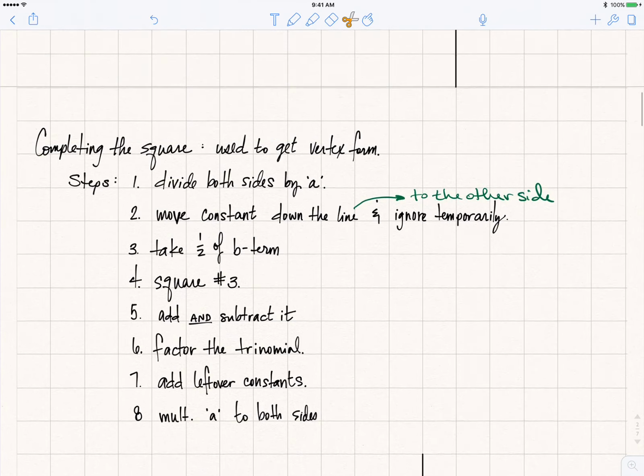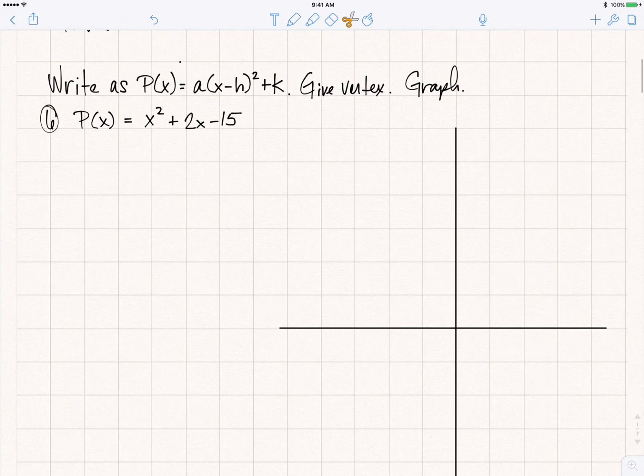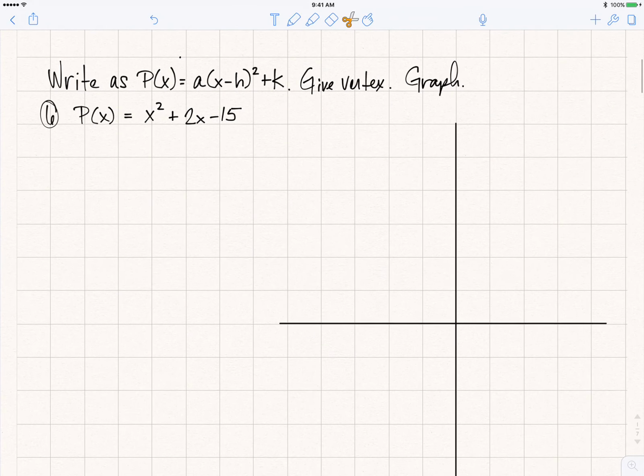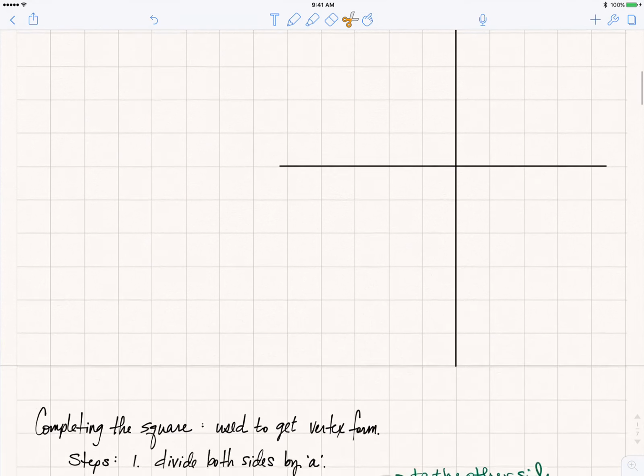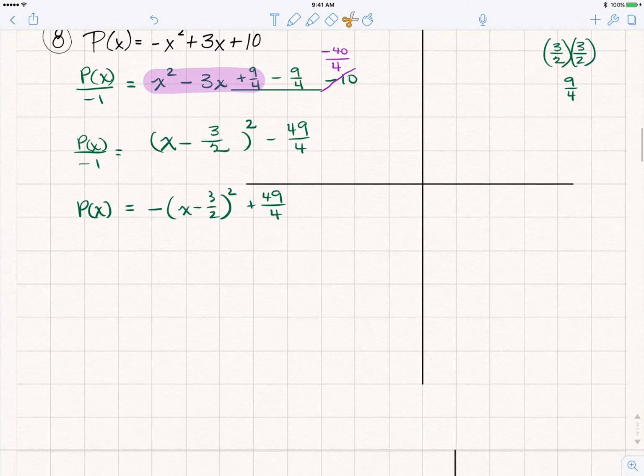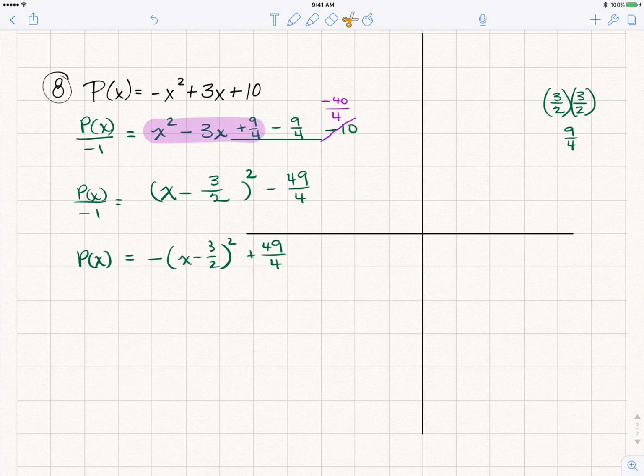And once I have that vertex form, then I'm able to do what I need to do. In this case, let's see, are there any directions here? I'm supposed to write it as vertex form, and I'm supposed to graph it afterwards. So at this point then, I'm able to see what my vertex is, and I'm able to get a graph of that as well.